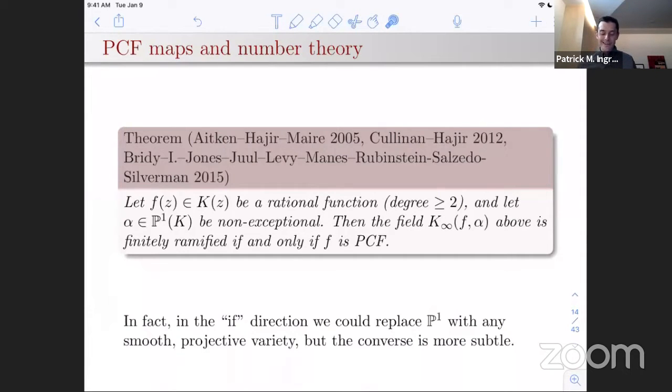So let f(z) be a rational function of degree at least 2, and let alpha be a non-exceptional point, and I'll say what that means in a second. But then this field K_infinity(f, alpha) is finitely ramified if and only if f is PCF, post-critically finite. So finitely ramified here means ramified above finitely many primes in the number field.